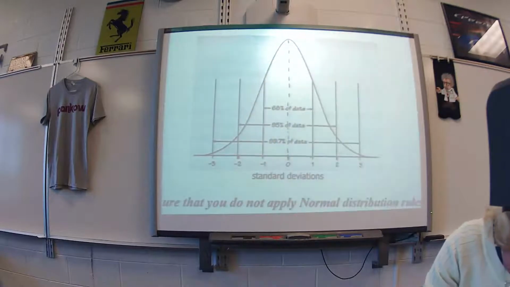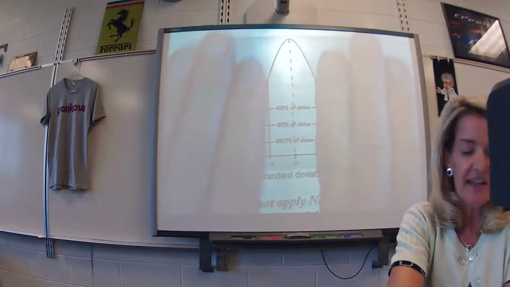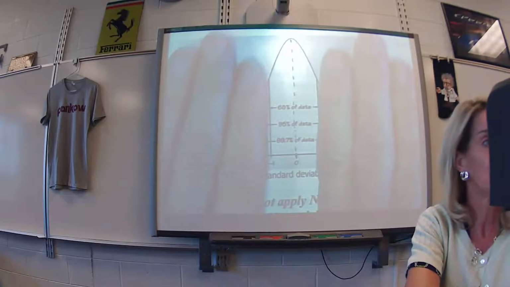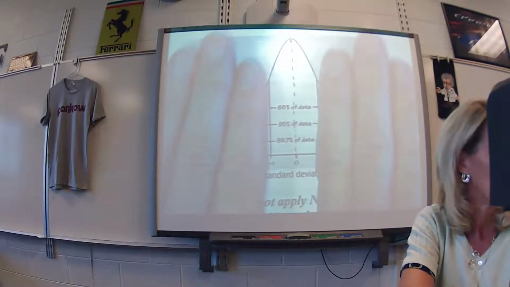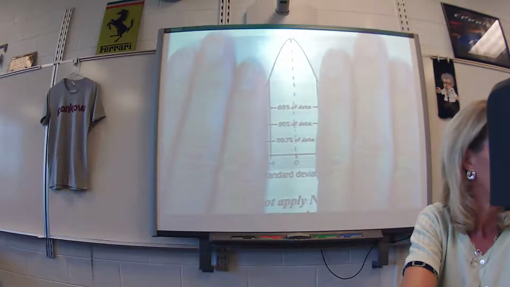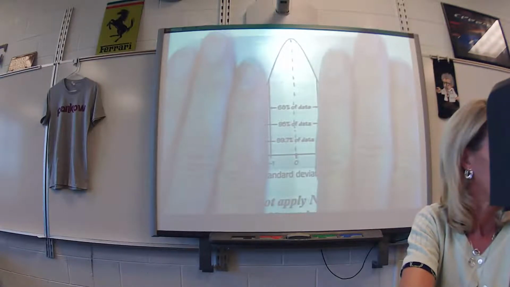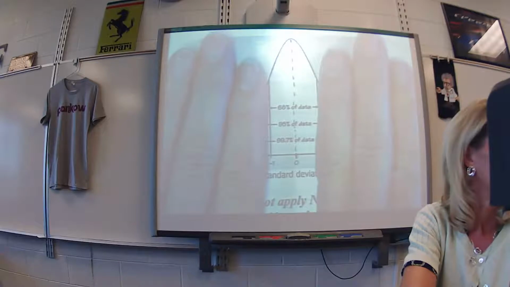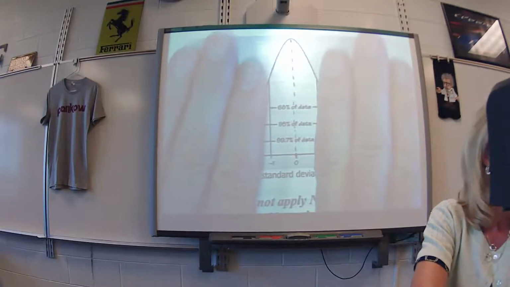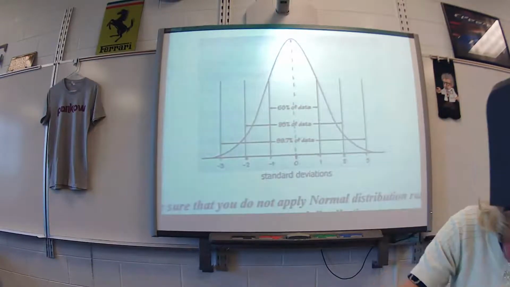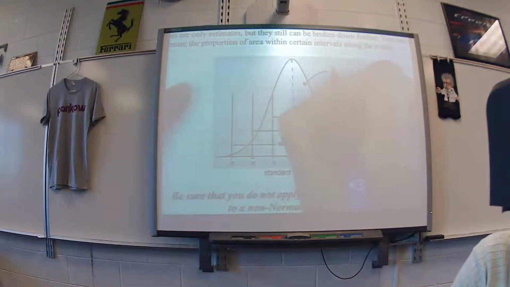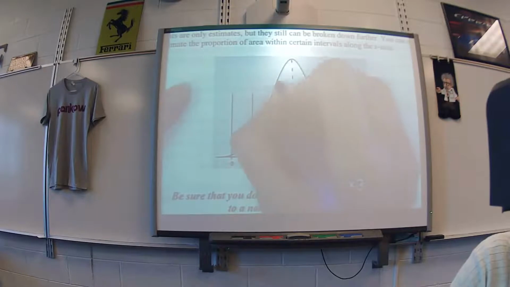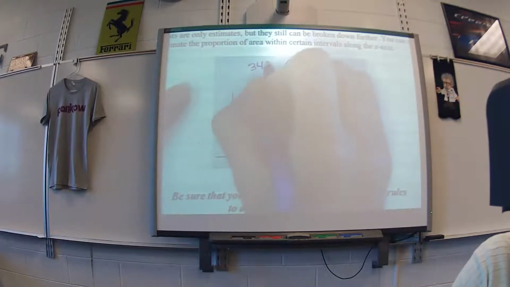So if there are 68% of the data in that center piece, how much is on each side of that line that I just drew in? Not a trick question. 34. Okay, I'm going to mark that. So we would have 34% on each side.